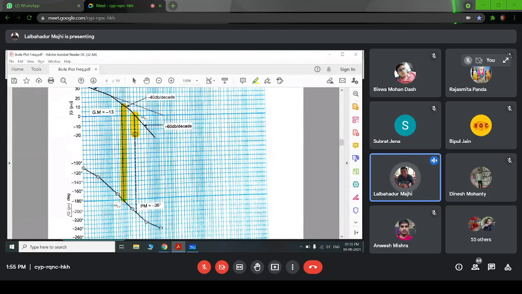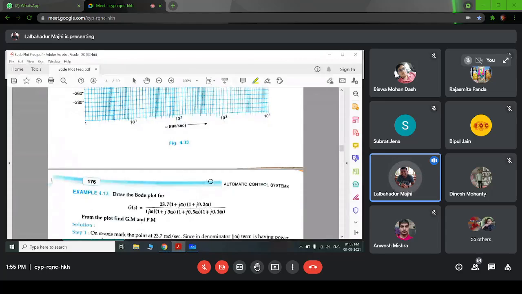From the gain crossover frequency, you have to draw a line up to the phase plot. So you can see it is minus 36 degree. So from the graph we have to determine the value of the distance from minus 180 to this intersection point. So you can see here we are getting both the gain margin and phase margin negative. So the system will be unstable. Clear? Any doubt in this Bode plot?